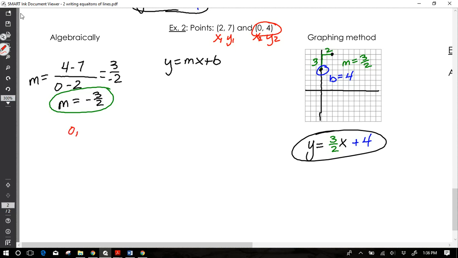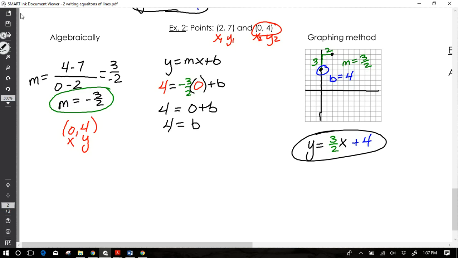So I have 0, 4, and this is an x value, and this is a y value. So I'm going to plug those into the right places. x is 0. Plug my slope in, and then bring down the rest. All right, -3/2 times 0 is just 0. And you don't have to write 0 plus b. So I now know that b equals 4.